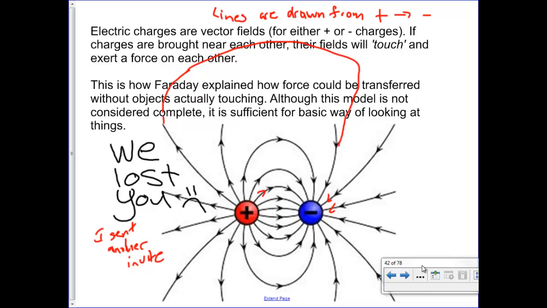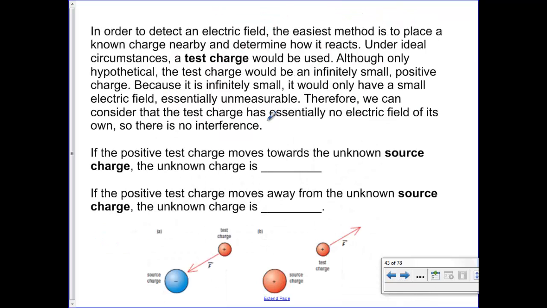They chose a proton to be what they call a test charge. I think they could have picked an electron. Sometimes you just have to pick one and you're going with that from now on. So I don't think there was any reason to it. I have a whole bunch of notes based on this that maybe I'll just read out here. In order to detect an electric field, the easiest method was to place a known charge nearby and figure out how it reacts. So you'd use what's called a test charge.